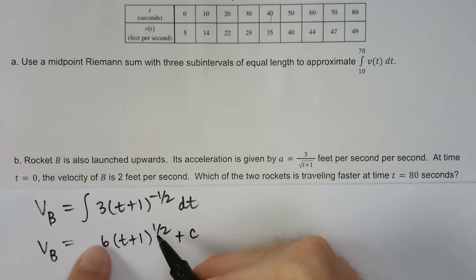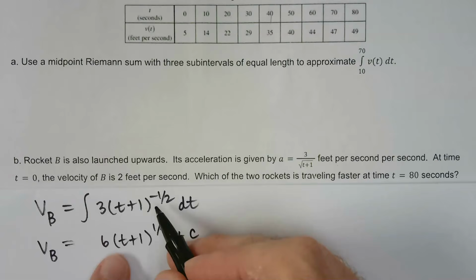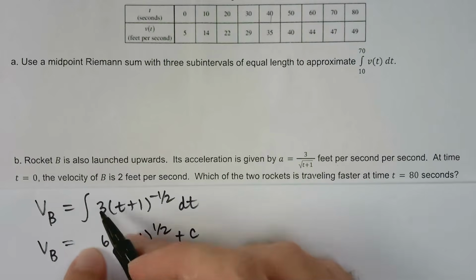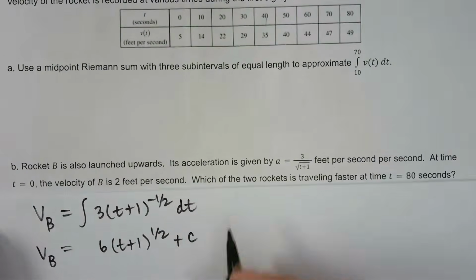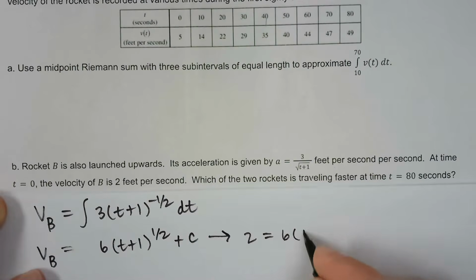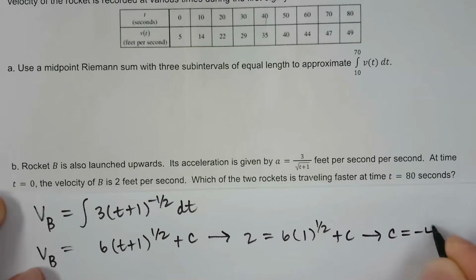So if I take the derivative of 6 times (t plus 1) to the half, I'm going to have half of 6 is 3. That's promising. t plus 1, subtract 1 from the power. Yes, I like that. Then multiply by the derivative of t plus 1 with respect to t, and that's multiplying by 1. So, yes, I'm right where I need to be. Okay, so I'm going to figure out the value of c. The velocity is 2 when t equals 0. And we know any power of 1 is going to be 1. So that looks to me like c equals negative 4.